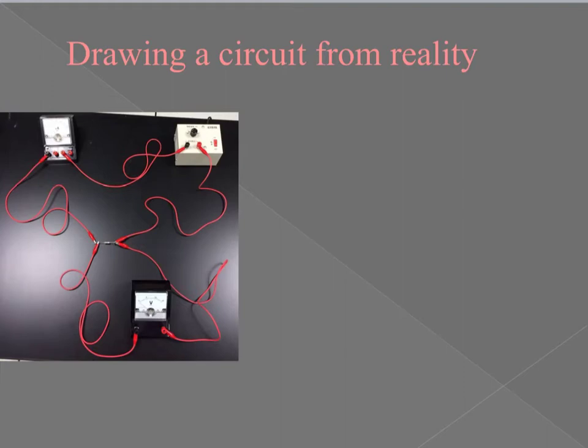So let's take a look at how we draw a circuit from reality, because it's all really nice on paper, but being able to identify it and draw what was really going on is really the point of this. So you may recognize this circuit from class. We have the voltmeter that we looked at. We have our voltage source. We've got our ammeter that measures the current. And right here, don't forget, that is our resistor.